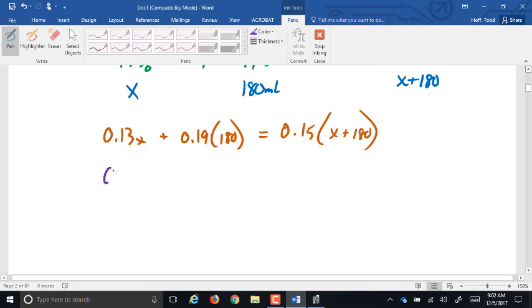Now we're just going to solve for x. 0.13x plus 0.19 times 180 is, what is that, 34.1? That's not right. 34.2, I think.